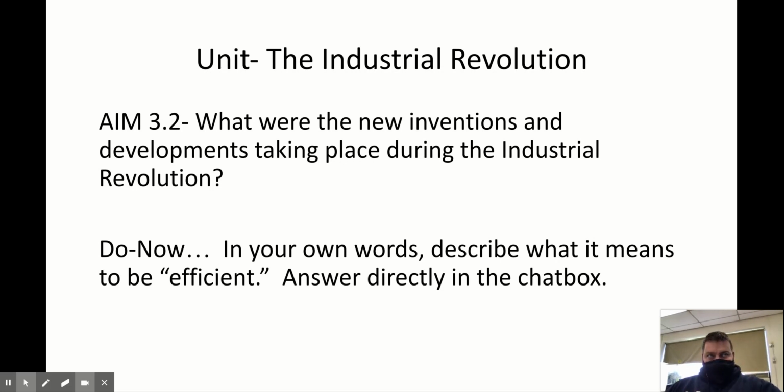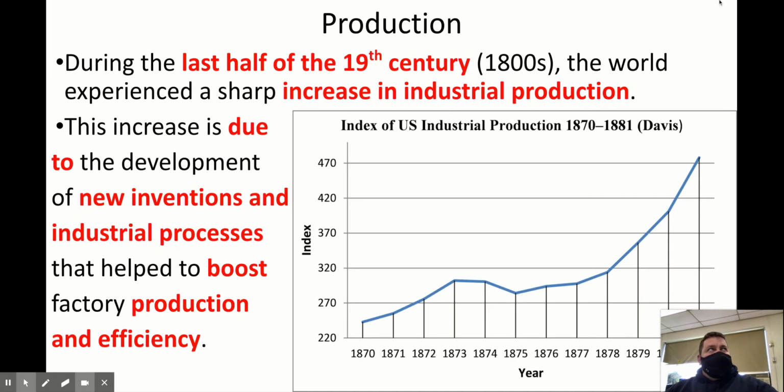Okay, so AIM 3.2, or what are the new inventions and developments taking place during the Industrial Revolution? And also we're going to take a look at what their impact is. So away we go. All right, production.